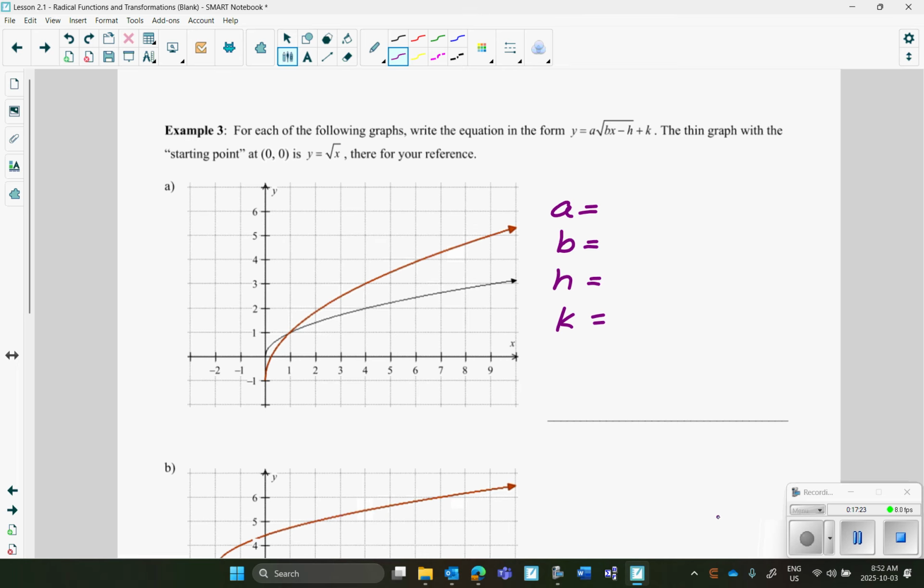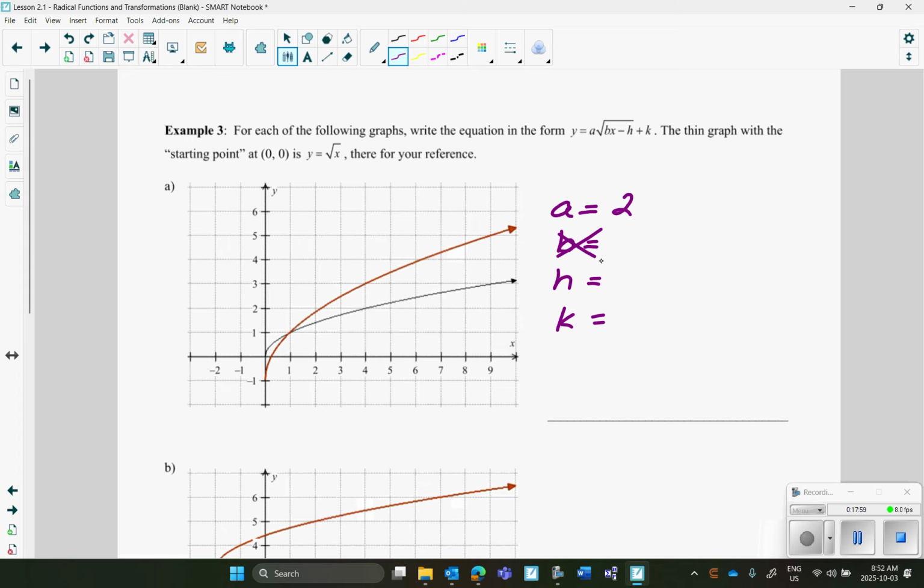Well, if you look at the original, to get from the first point to the second point, we go across 1, up 1. But from this one to get to the first to the second point, we go across 1, up 2. That means it was stretched vertically. So instead of going 1 in the original, it went 2, which means A must be 2, and there's no horizontal stretch.